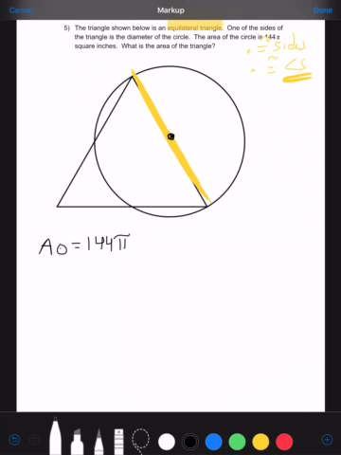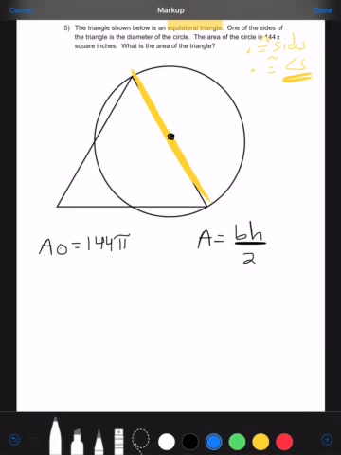What is the area of the triangle? So we want to find the area of the triangle. We know that the area of the triangle is base times height divided by 2, right? But we don't have any information about the triangle. So we first need to figure out how to use the information of the circle to find information about the triangle.